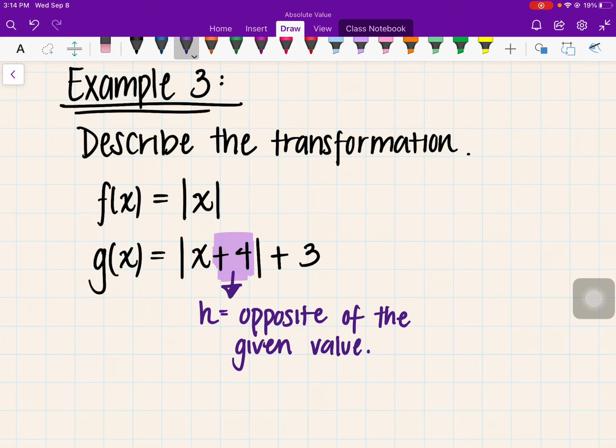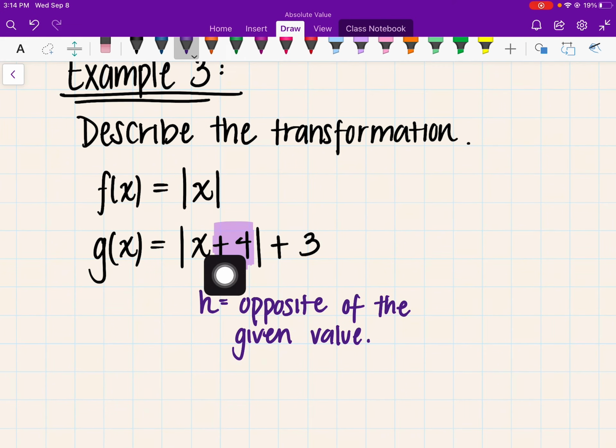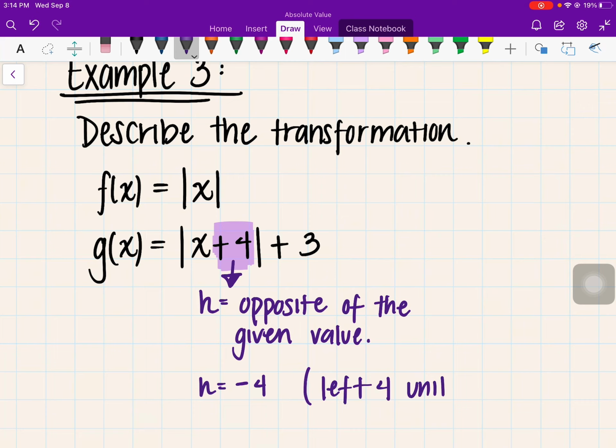So that is h. In this case, since we're given a positive 4, h is actually going to be a negative 4. So if we were to graph this, we're going to see that the graph is moving left 4 units. Instead of moving right, it's actually moving left 4 units. And in this case, h is the only one that's special. K stays the same. So our k value here is going to be equal to 3, which means moving up 3 units.